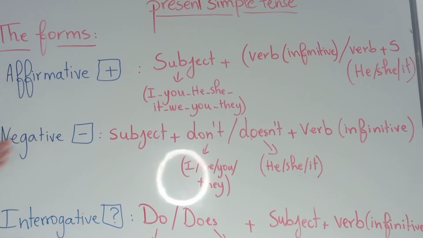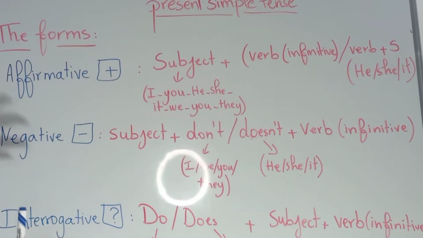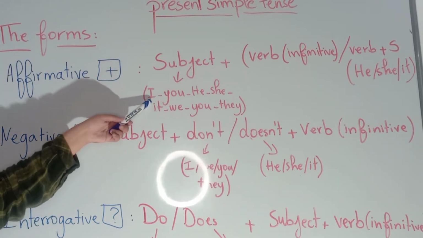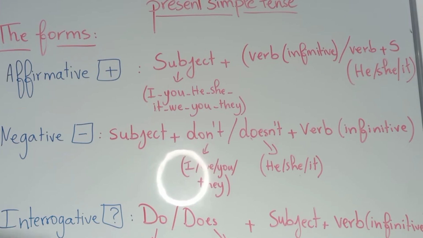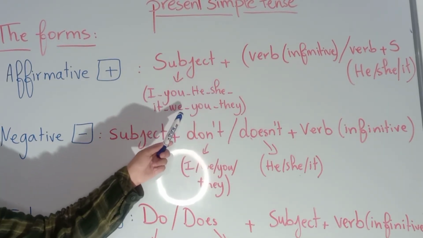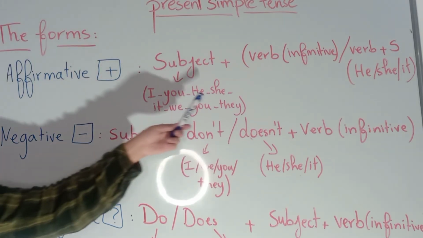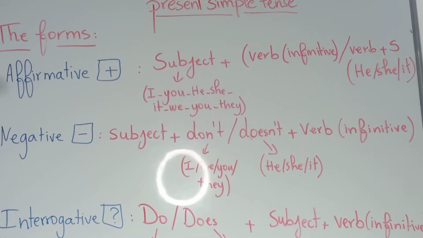So here we have the affirmative form. So we start with the subject, or you can say subject pronouns. What is a subject? We have I, you, he, she, it, we, you, they. We use he for male, she for a female, and it, we use it for objects and animals.